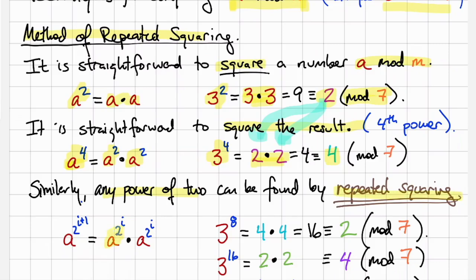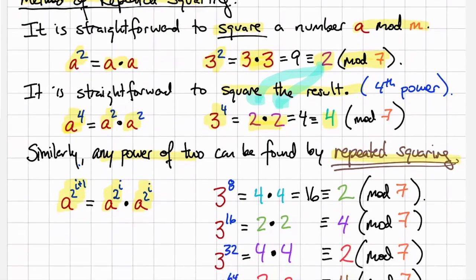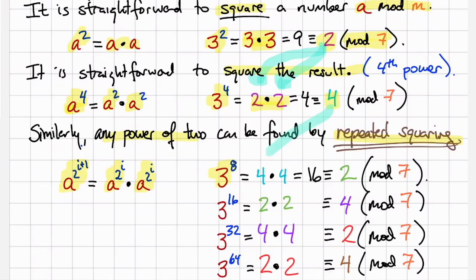When you multiply together a to the 2 to the i, and a to the 2 to the i, you get a to the 2 to the i plus 1. For example, 3 to the 8th is equal to 4 times 4. 4 times 4 is 16. 16 mod 7 is equal to 2. Now these numbers match, and that means if we square again, the pattern will repeat. 3 to the 16 is equal to 2 times 2, which is equivalent to 4 mod 7. 3 to the 32 is equal to 4 times 4, which is equivalent to 2 mod 7. 3 to the 64 is equal to 2 times 2, which is equivalent to 4 mod 7.